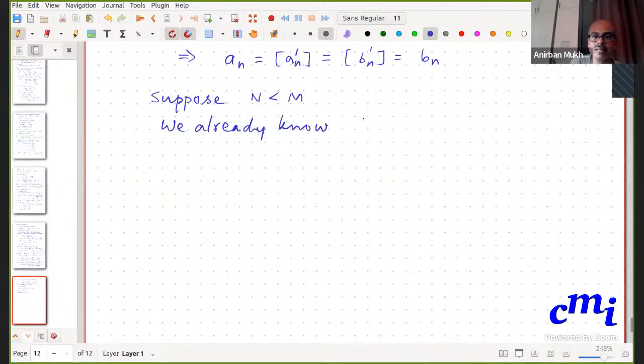So by the above induction that we have done so far, An is going to be equal to Bn for all n less than or equal to capital N. So up to capital N we have exhausted all of them. So all of them are just the same, the partial quotients. Now the number x is equal to P capital N by Q capital N.